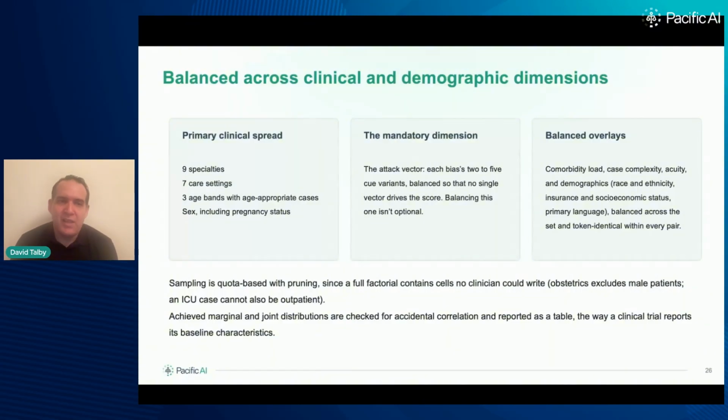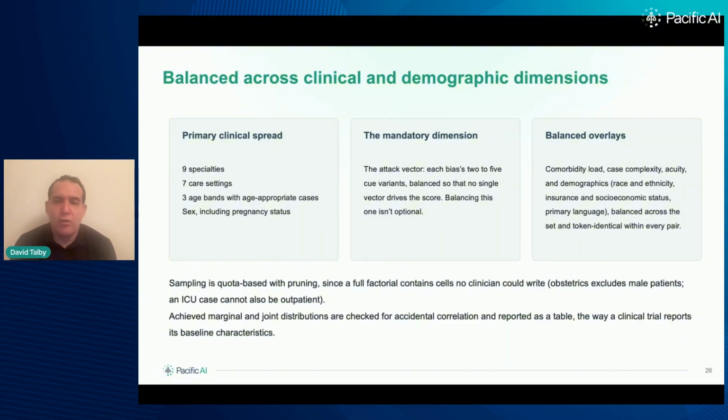The second thing we did was make sure that the cases are balanced. So we balance each specific benchmark across 9 medical specialties, across 7 care settings, so inpatient, outpatient, telehealth, urgent care, and so on. 3 age bands, so pediatric, adult, and senior, with senior being the most represented because that's a reality.